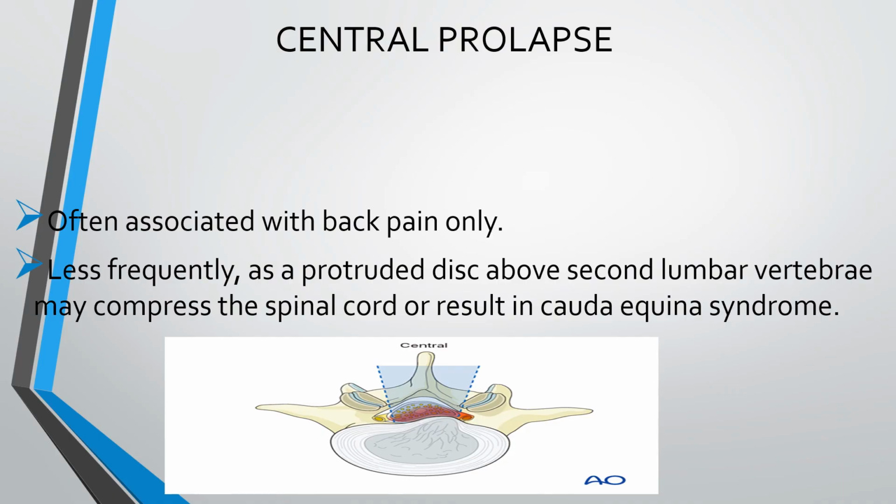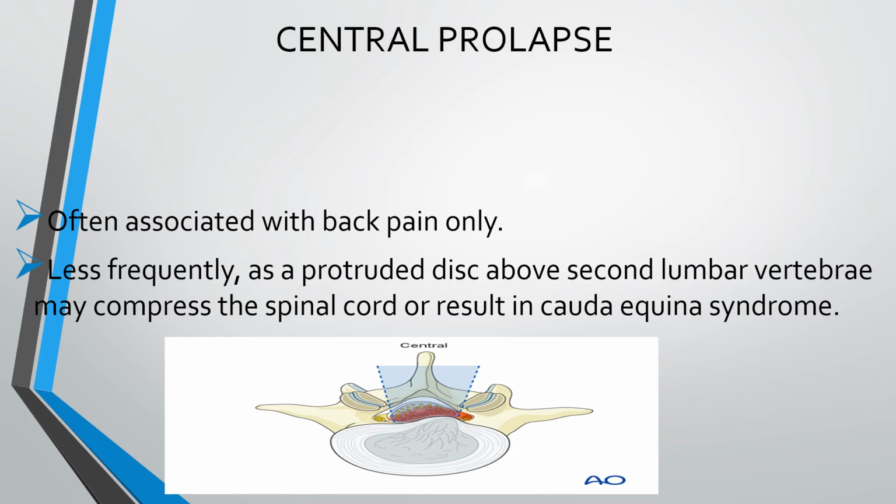According to the types, we have three types. Number one is the central lumbar disc prolapse, and it is often associated with back pain only. So the pain is only within the back region, it doesn't radiate to the lower limbs, and less frequently, a protruded disc above the second lumbar vertebra may compress the spinal cord or result in cauda equina syndrome. So this is a diagrammatic representation of what we call the lumbar disc herniation.